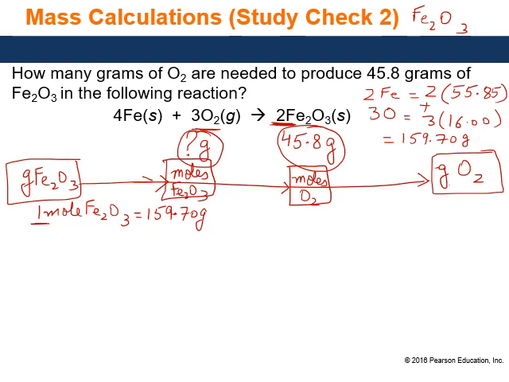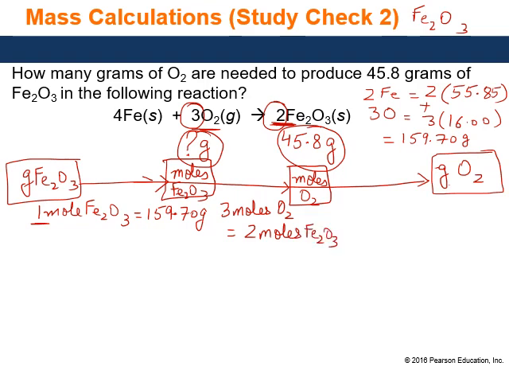Next is the mole to mole ratio between Fe2O3 and oxygen. This is where I will use the stoichiometric coefficients. Okay, so remember these numbers in front, they are never used except when you're going from moles to moles. So what is my relationship here? It is going to be for every 3 moles of O2, we get 2 moles of Fe2O3.